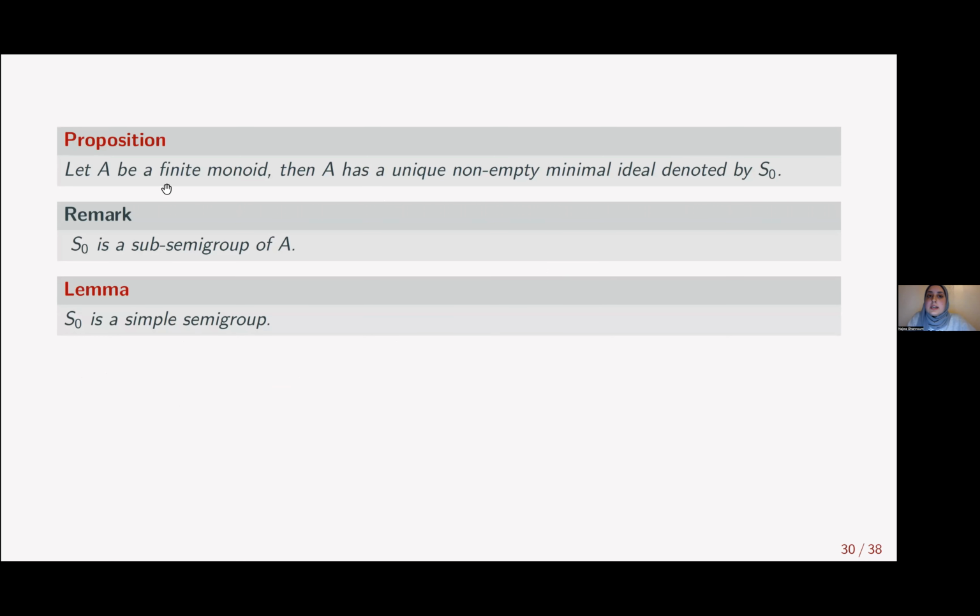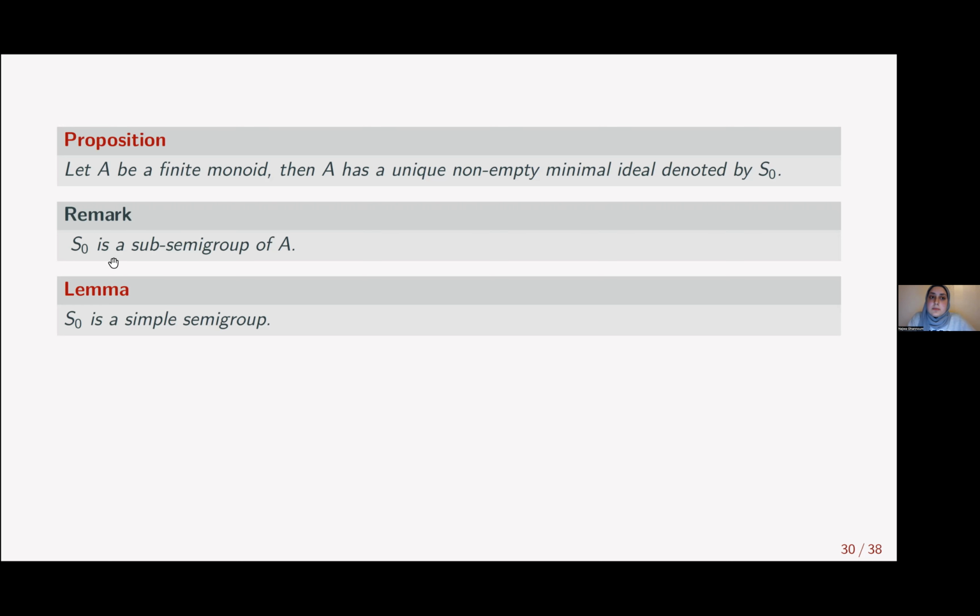So we want to start actually with a monoid and not just a simple semigroup. So if we start with a monoid, how do we get to categories? If I have a finite monoid A, then A has a unique non-empty minimal ideal, which will be denoted by S0. So every finite monoid has a unique non-empty minimal ideal, which is actually the intersection of all ideals. And again, if we have 0, then the intersection will be 0. This is why it will cause so many problems if the intersection is 0.